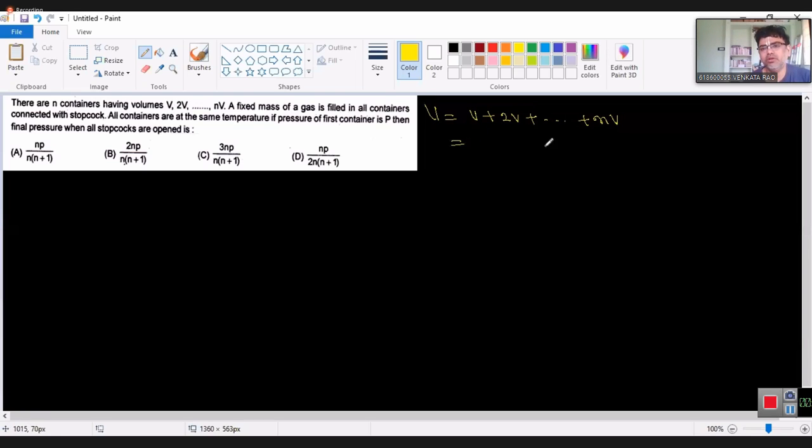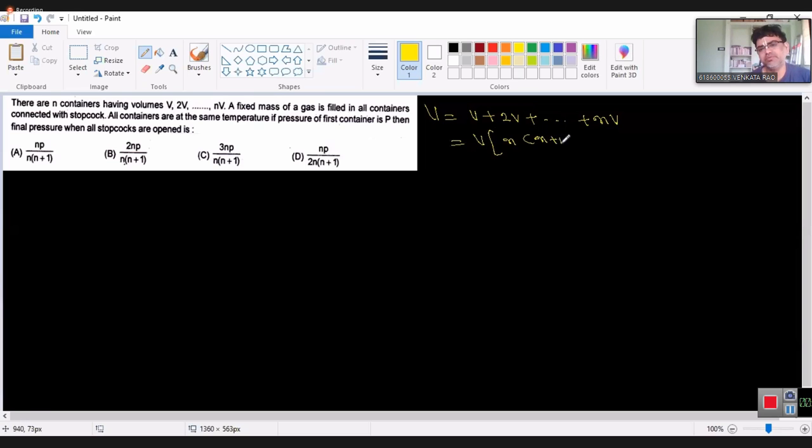And how do you find the total volume? In one container the pressure is P, like that, n containers are there. If the gases are unreacted, then we can add volumes individually. So we get volume equals V plus 2V and so on up to NV. We take V as common and we solve it: n into n plus 1 by 2 into V.